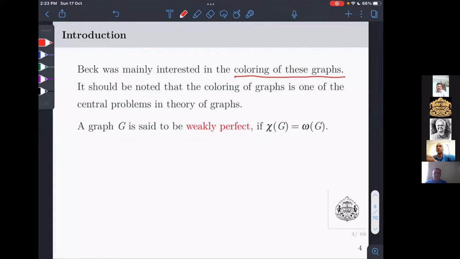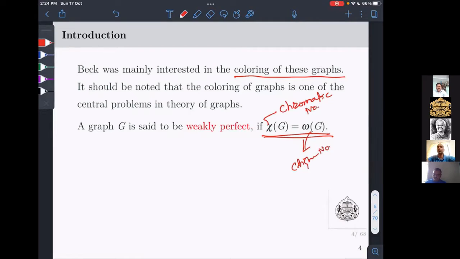In the previous lecture, we also observed that we say a graph is weakly perfect if the chromatic number is the same as the clique number. Keep in mind, when we say chromatic number here, we are looking at proper coloring. That means no two adjacent vertices receive the same color. If you have two adjacent vertices, they must get different colors. The minimal number of colors required to color the graph is known as the chromatic number. This is my chi(G), the chromatic number, and this is my clique number.